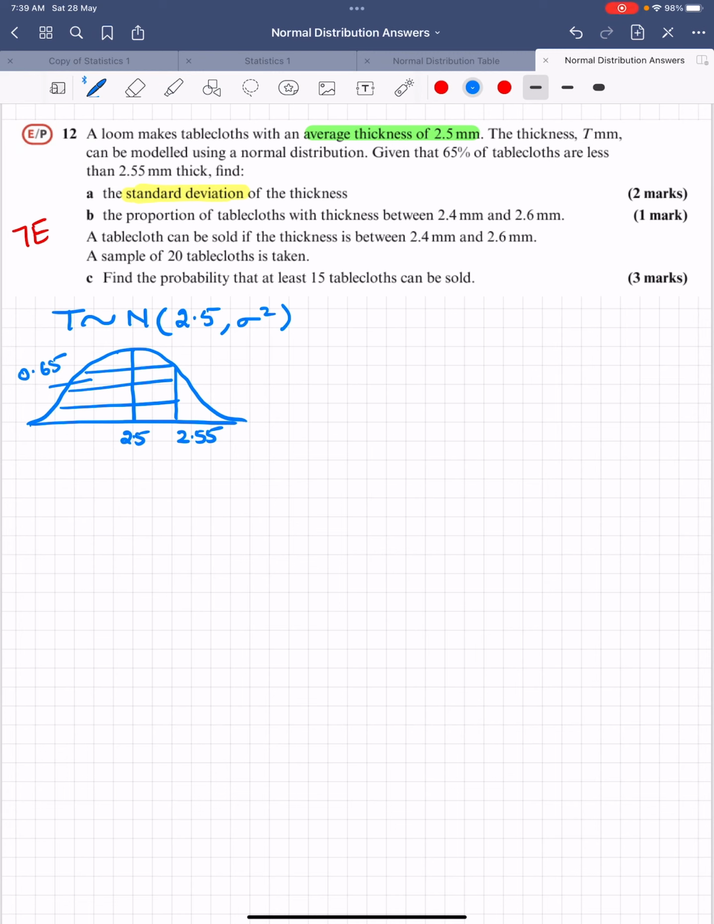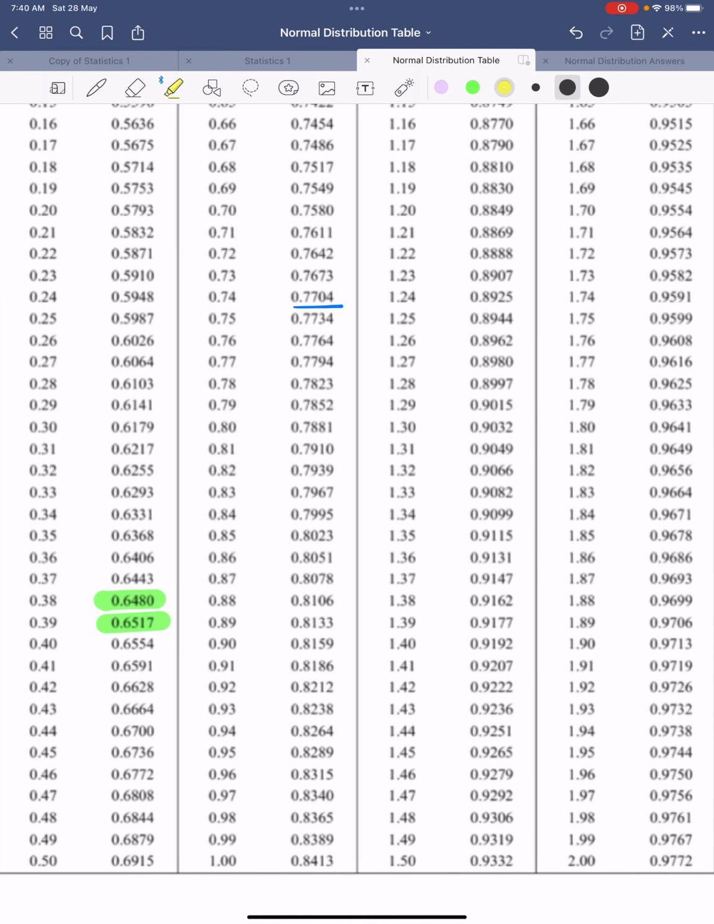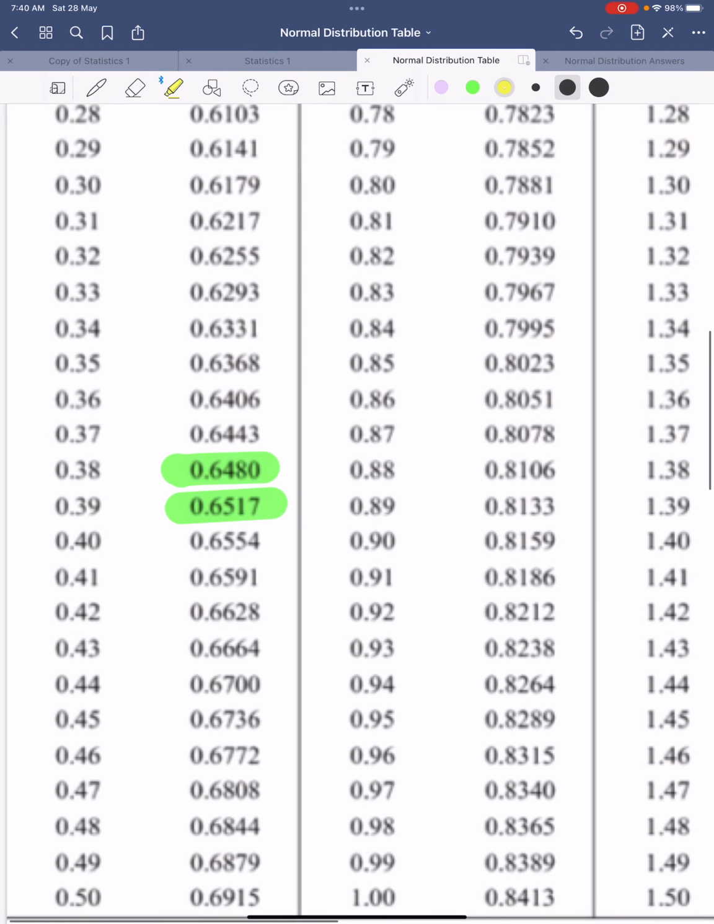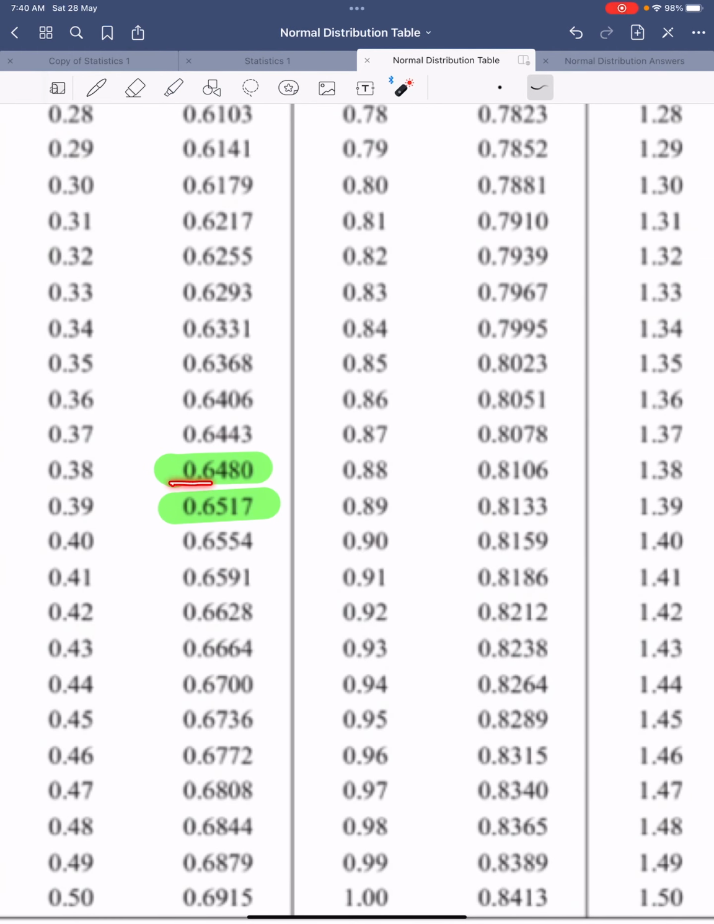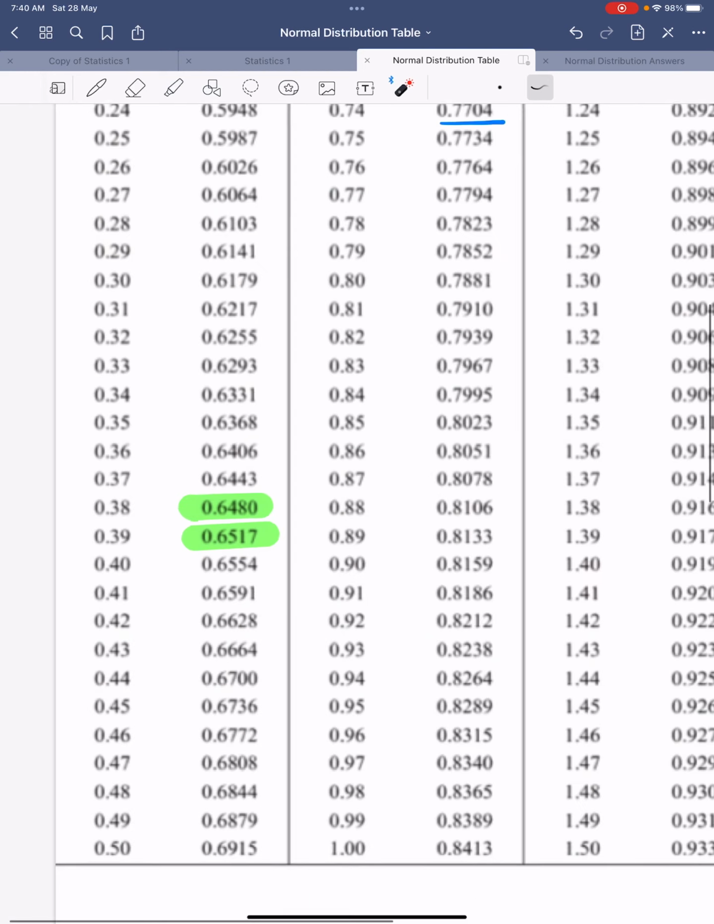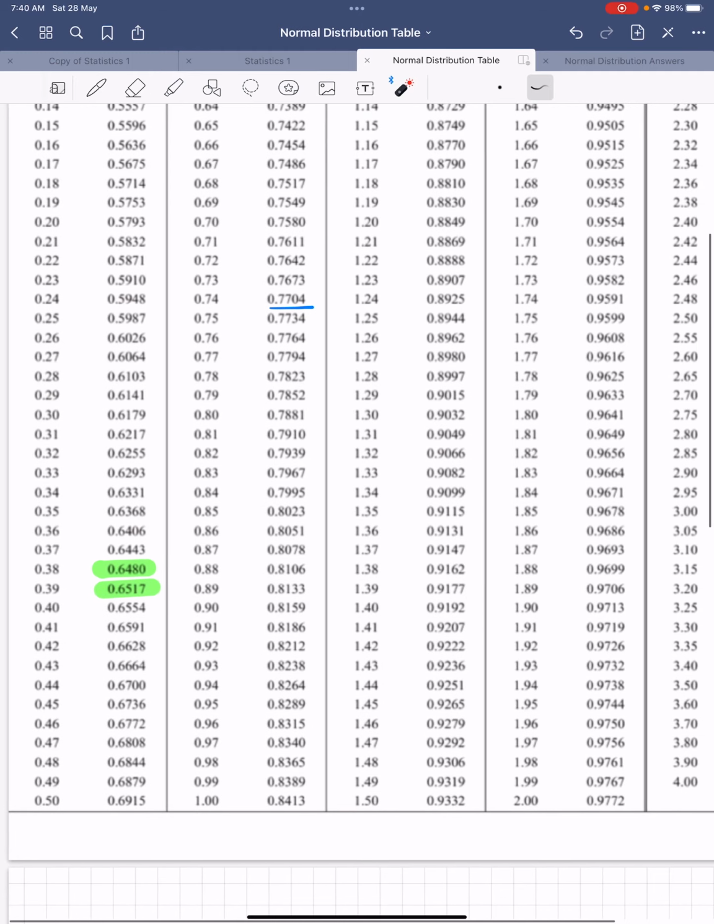So in order to find the standard deviation, we need the z value. We can find the z value which has a probability of 0.65 to its left. So we can refer to the table to find the z value against a probability of 0.65. So we have here probability of 0.6480, 0.6517. We do not have the exact probability of 0.65.